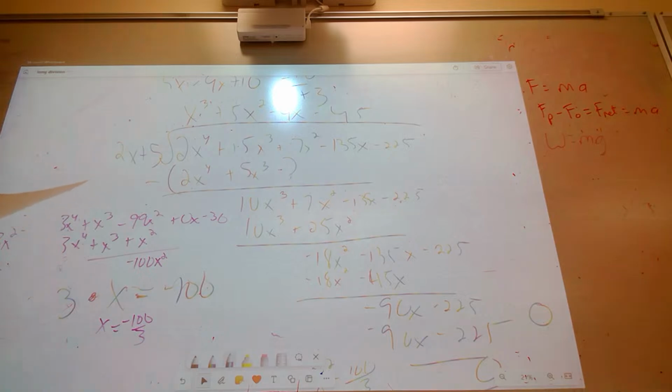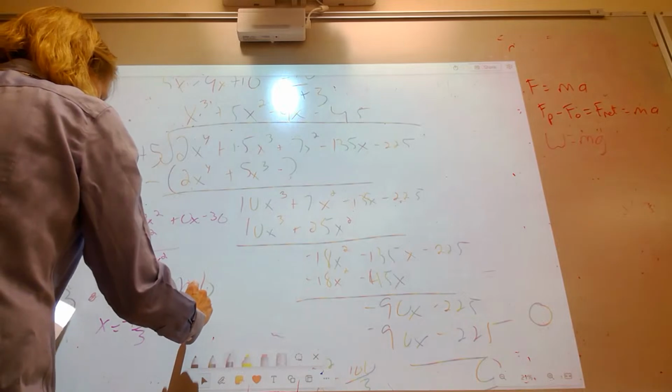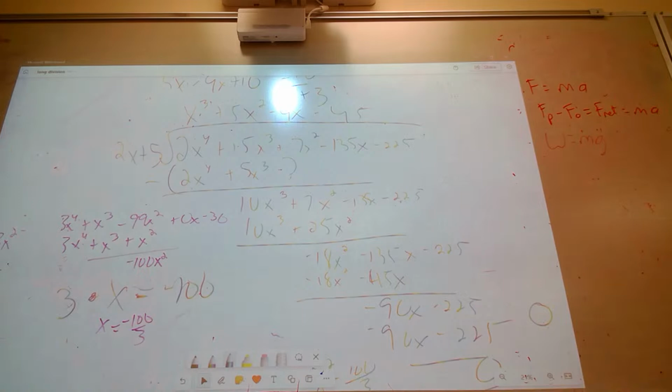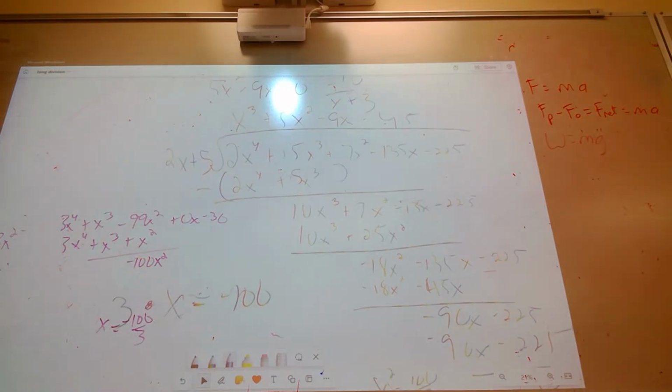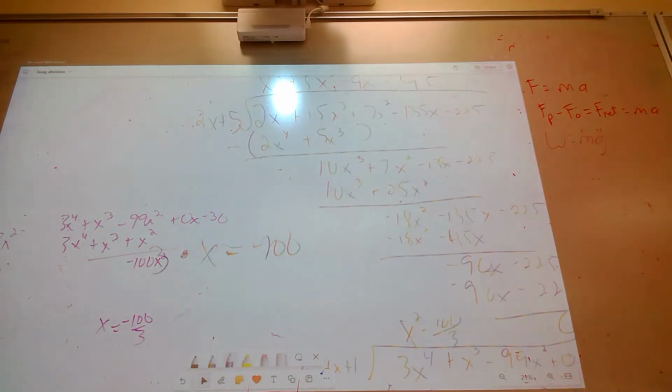So similarly, what do you multiply 3x squared by to get minus 100x squared? It's minus 100 over 3. Okay? So what you're multiplying everything by is minus 100 over 3. Then you have to multiply all of that out, and you have to get your remainder.